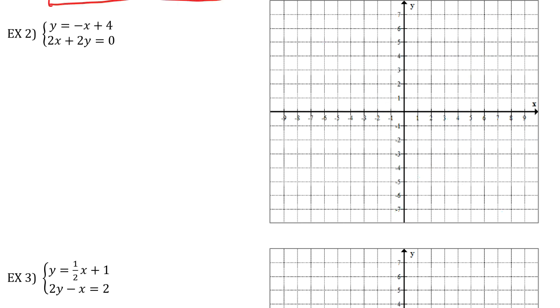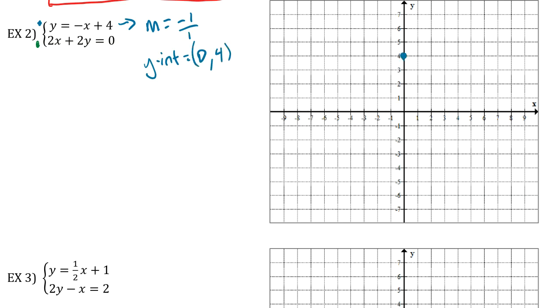Alright, let's look at the second one now. So second one, we're going to do the exact same thing. Let's say the top one's blue again, bottom one's green. So for our top one, it's already in y equals mx plus b form. So our m is -1 over 1. Our y-intercept is going to be 0, 4.